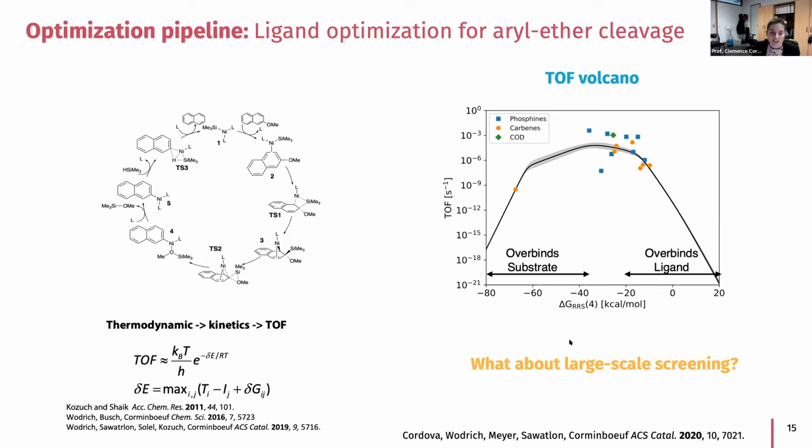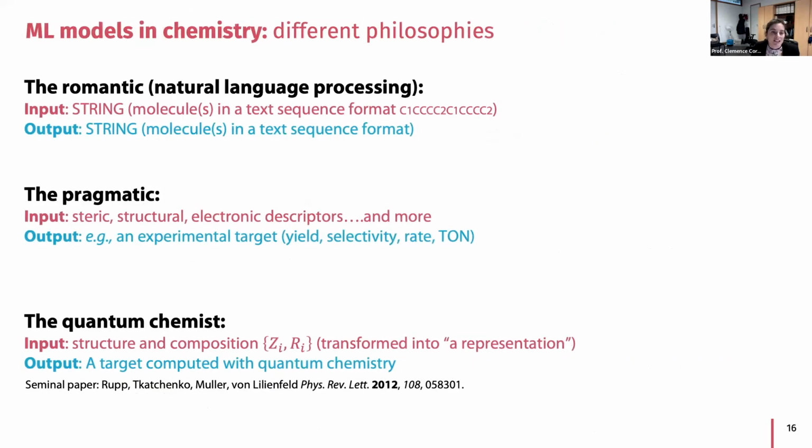that will be very useful first for large-scale screening. And here in chemistry, there are different philosophies. You're probably very familiar with them. I could think of what IBM, for instance, is pushing, which is natural language processing, which is very useful if you want to make a reaction prediction, but the input will be a string, so a text, and the output will also be a text.